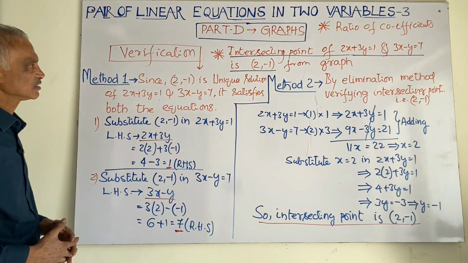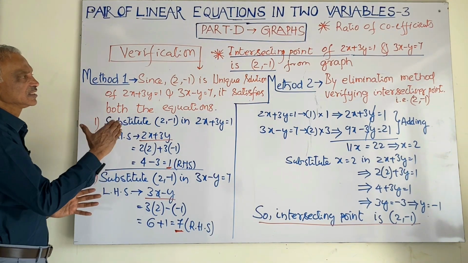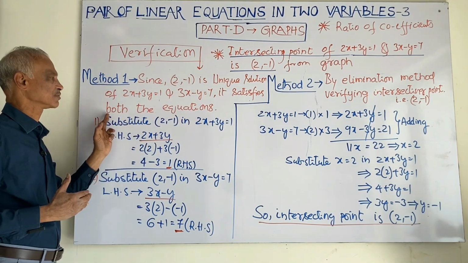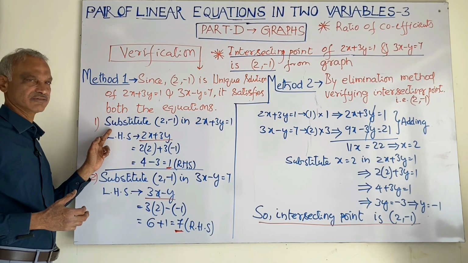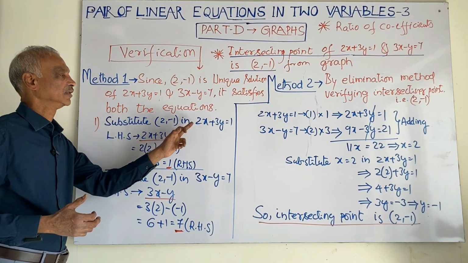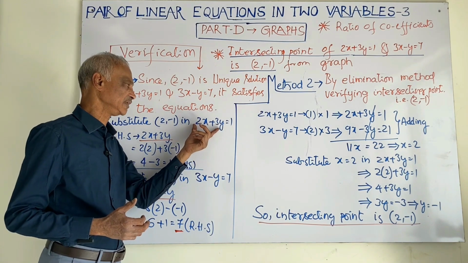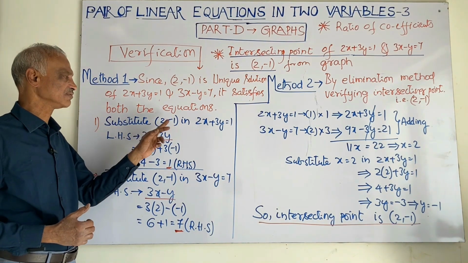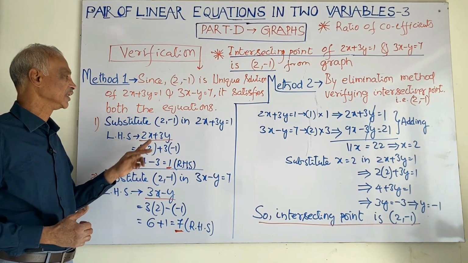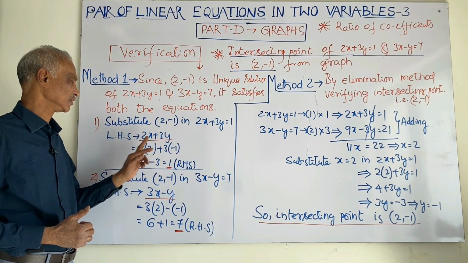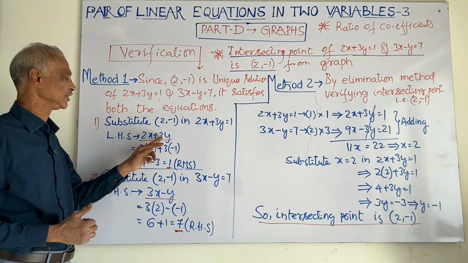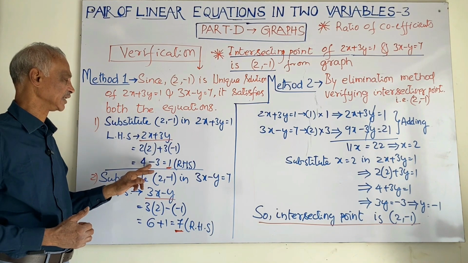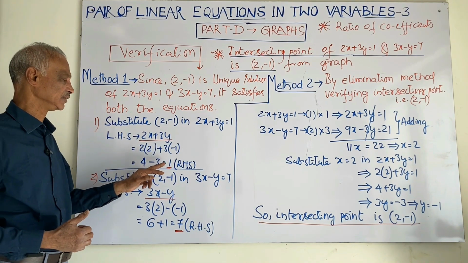What is the first method? Since (2, -1) is the unique solution of these two lines, it satisfies both equations. I have taken the first equation, substituting (2, -1) in 2x plus 3y is equal to 1. LHS is 2x plus 3y. In place of x substitute 2, in place of y substitute minus 1. 2 into 2 plus 3 into minus 1. 2 twos are 4, plus into minus is minus, 3 into 1 is 3. 4 minus 3, you got 1.